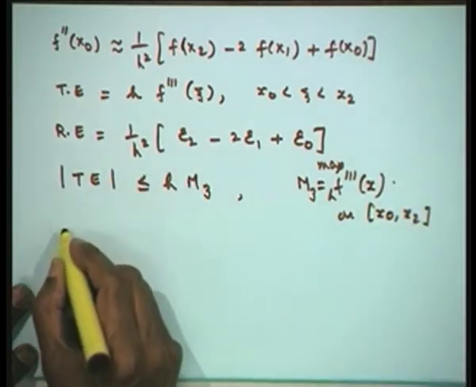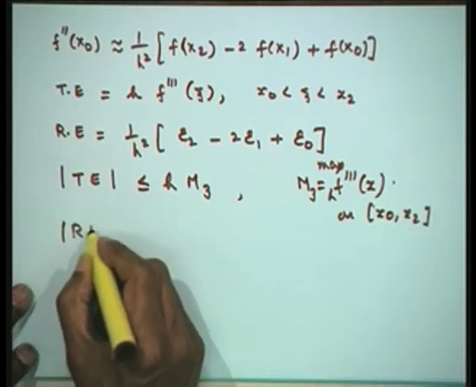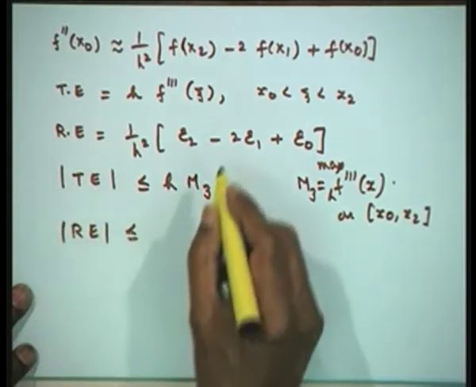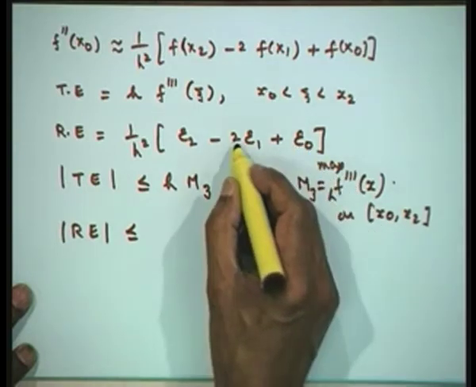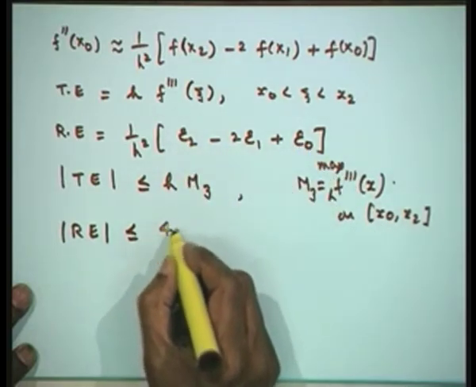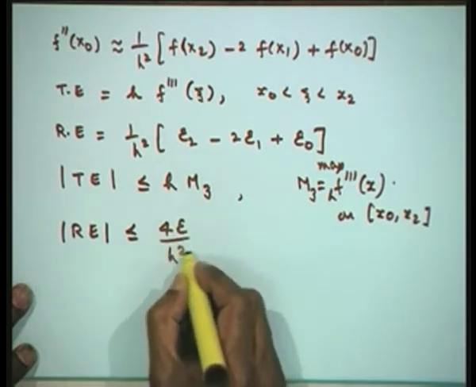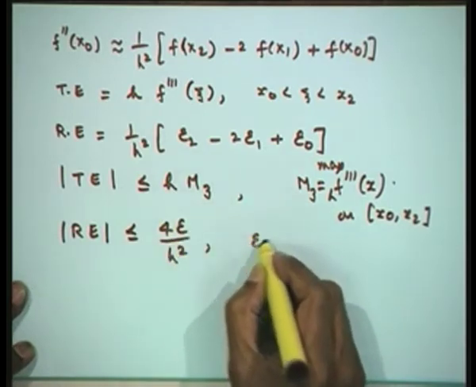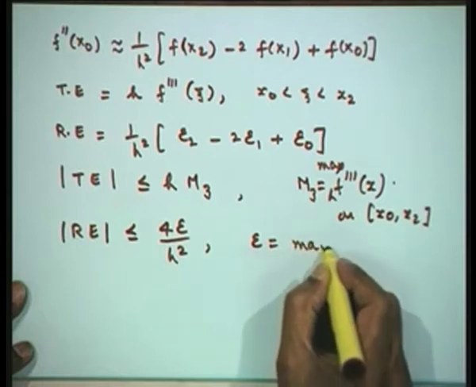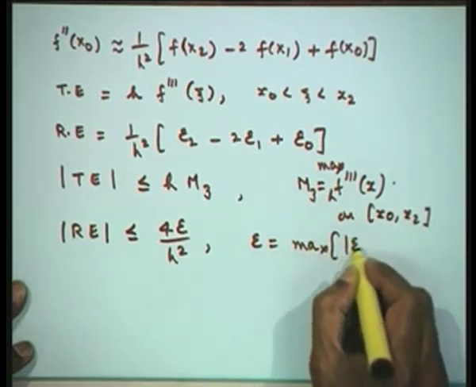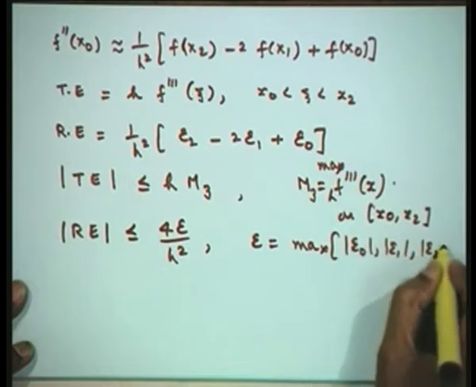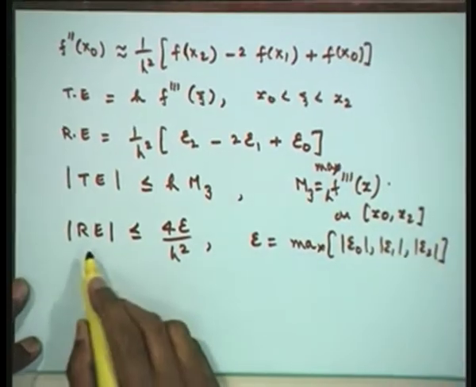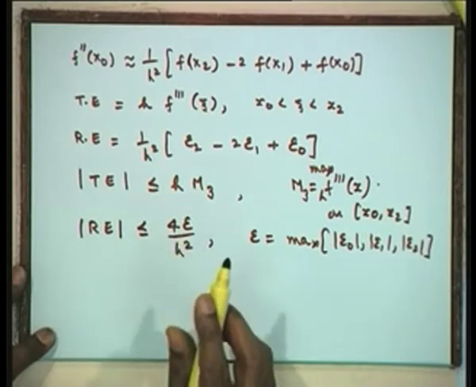Then we have taken the round off error and written the bound of the round off error as less than or equal to, we have maximized these and taken it as epsilon plus 2 epsilon plus epsilon, that is 4 times epsilon upon h square, where epsilon is the maximum of the magnitudes of these 3 round off errors. Then I can write down that the round off error is bounded by this.